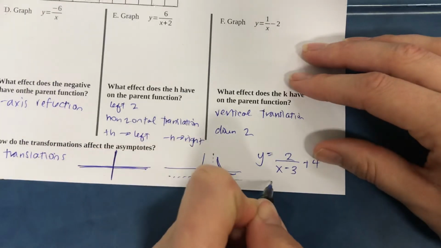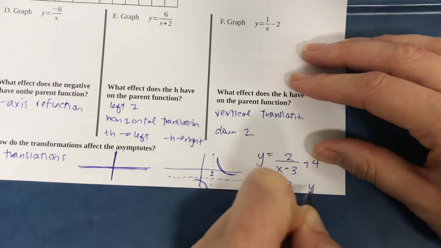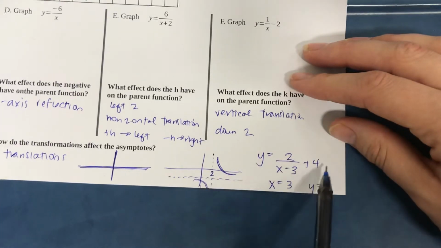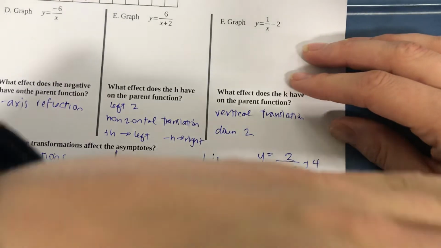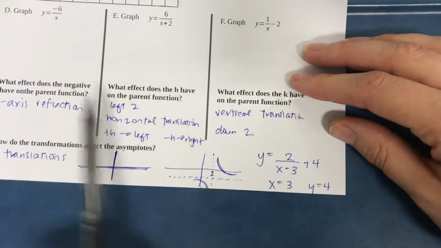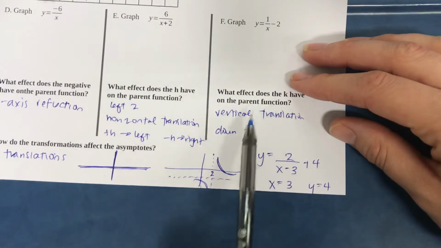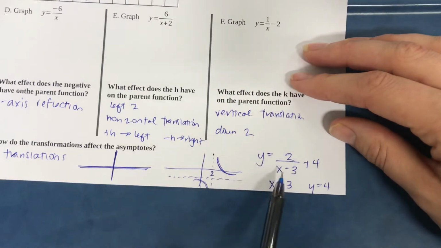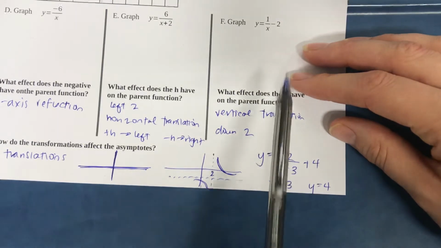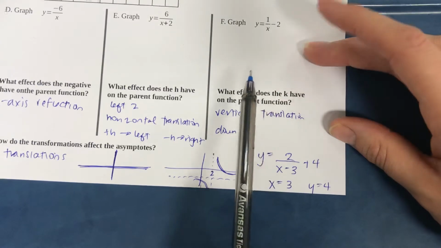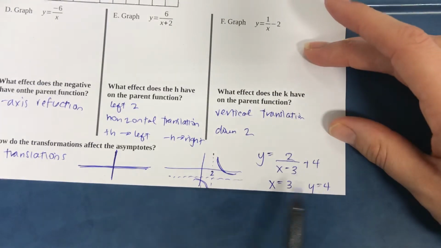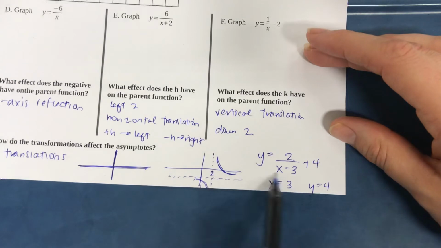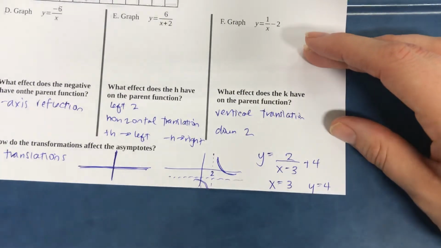So the equations would be x equals 3 and y equals 4, because we have a shift up 4. So normally I have the asymptote at y equals 0, but it's being shifted up 4, and then normally I have the asymptote at x equals 0, but now it's been moved right 3, so at x equals 3 would be the vertical asymptote. So this is the vertical asymptote and the horizontal asymptote. So we're moving both in this case because we have both a vertical and a horizontal translation.